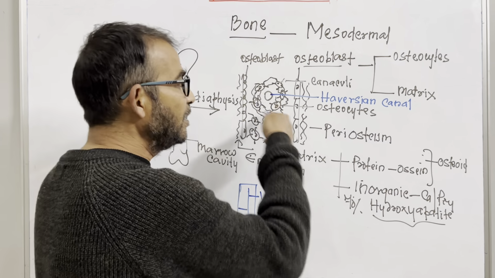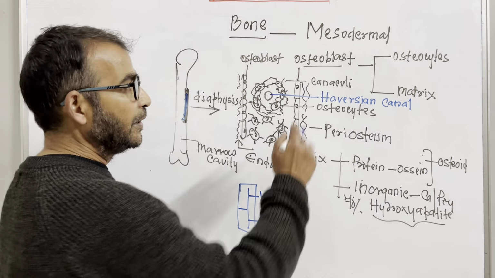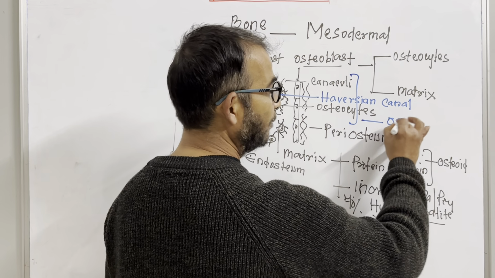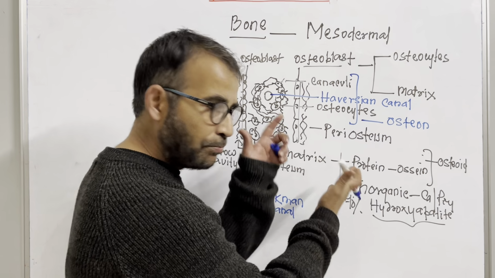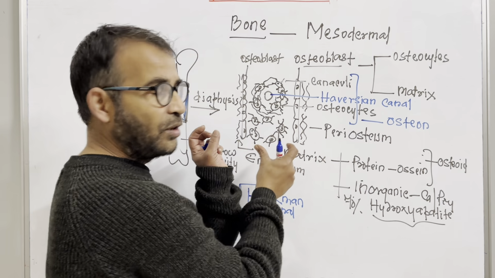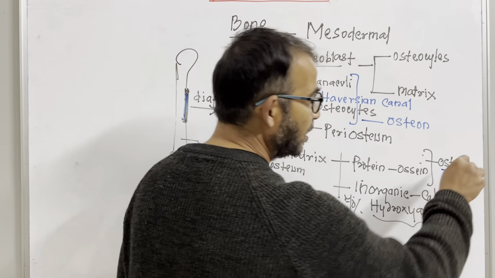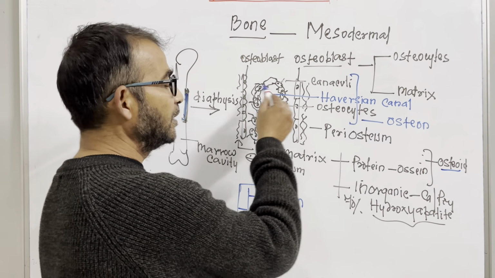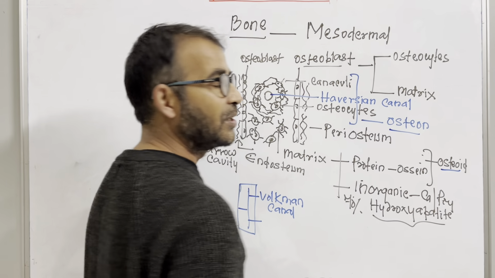Now, the concentric lamellae with the osteocytes around it, with the Haversian canal, this part is termed as what? Osteon. So you have two terms: one is osteon and one is osteoid. Let us make a clear difference here. The matrix of the bone, which contains only protein, is called osteoid. This is without the inorganic matter. Now, if you consider the Haversian canal along with the concentric lamellae, then the term is osteon.